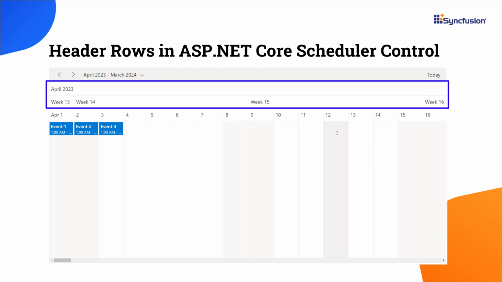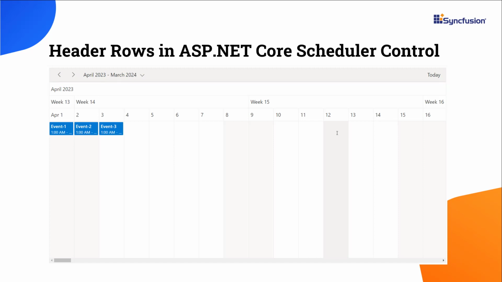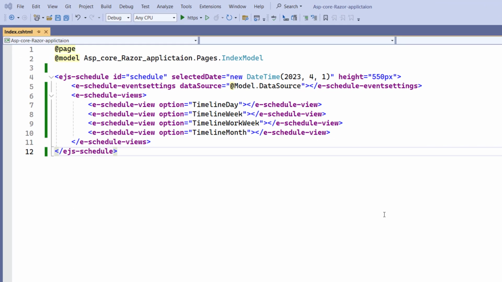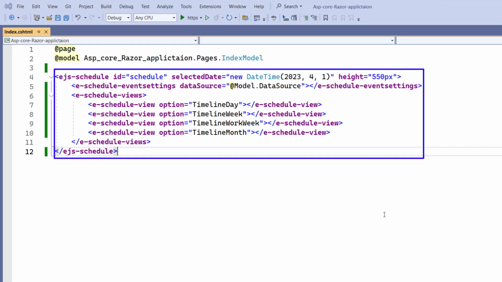Two rows have been added at the top, showcasing the month and year combination in the first row and the week number in the second. These header row options are exclusive to timeline views. The scheduler provides 5 built-in header row options: year, month, week, date, and hour. You can define header rows in every timeline view, except for the hour option, which isn't applicable in the timeline month view. First, I open my existing ASP.NET Core application where I've added the basic properties to render the scheduler.